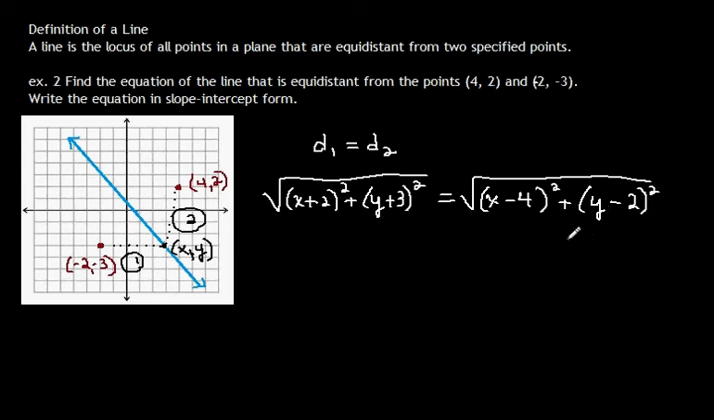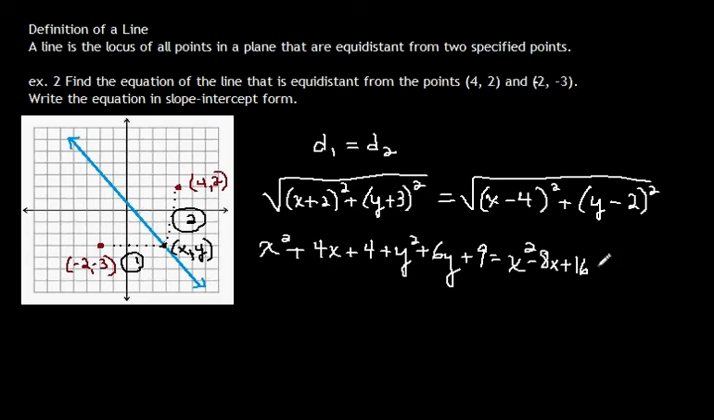Then we simply take the square root of both sides. We can do that, and that will get rid of our radical. And we're going to FOIL it all out. So here we go. X squared, and remember, you multiply these two together and take it times 2, so it'd be 4x plus 4, plus y squared, plus 6y plus 9, equals x squared minus 8x plus 16 plus y squared minus 4y plus 4. Hopefully you know that little trick.